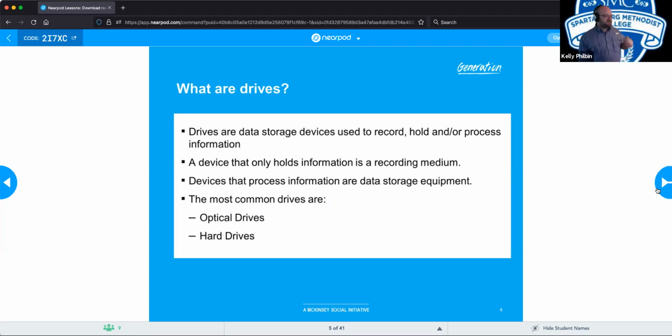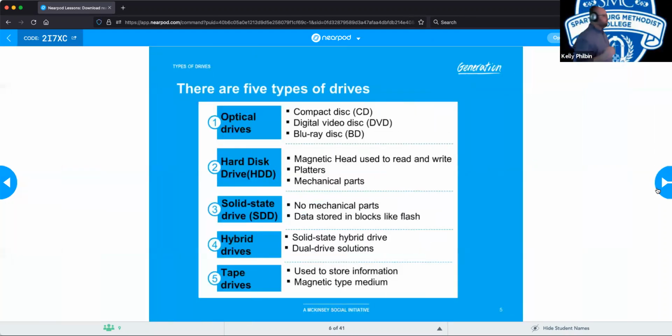The most common types of drives at the time of this particular session being written, or the time of the last iteration of CompTIA, were optical drives and hard drives, though there are others out there. These are the main categories that we'll be focusing on. You have your optical drives, which encompass your compact disc, Blu-ray, and then now 4K drives as well.